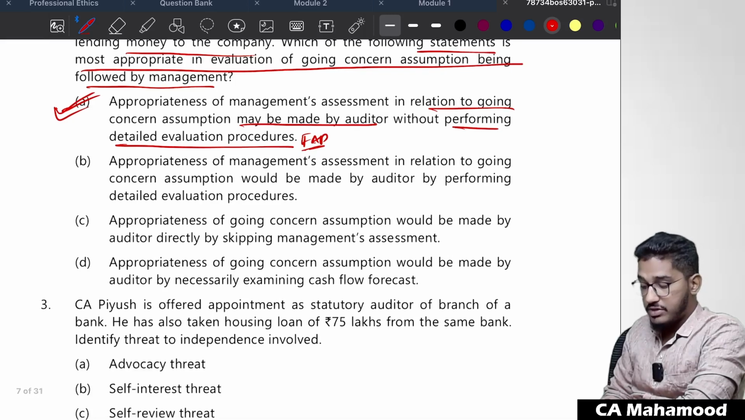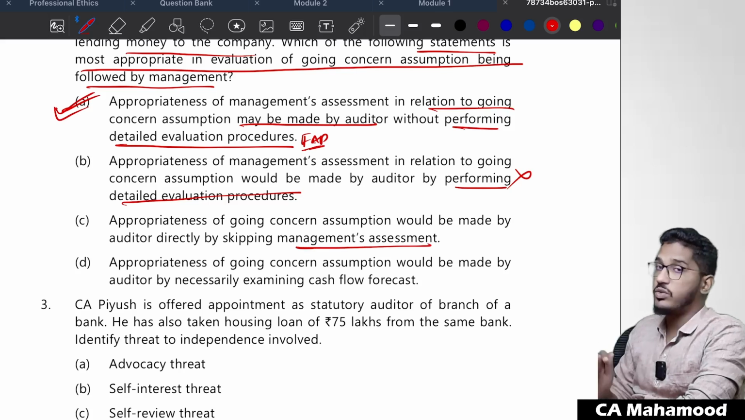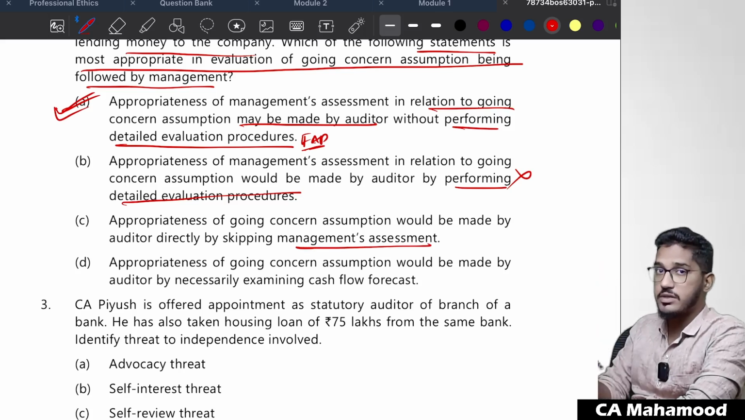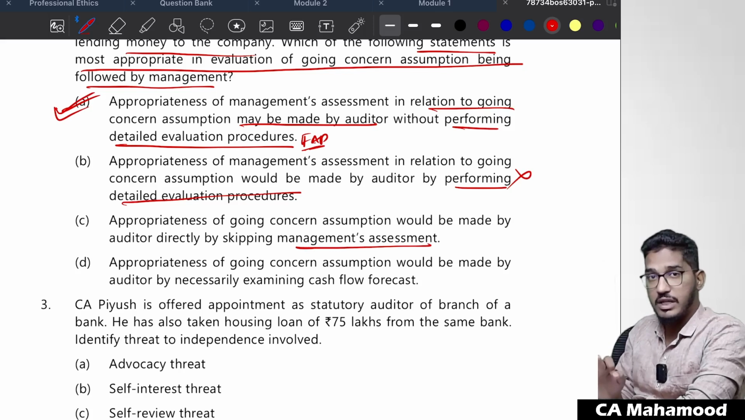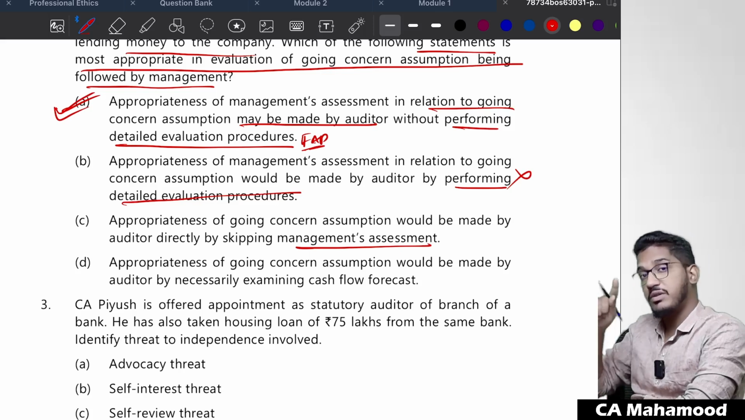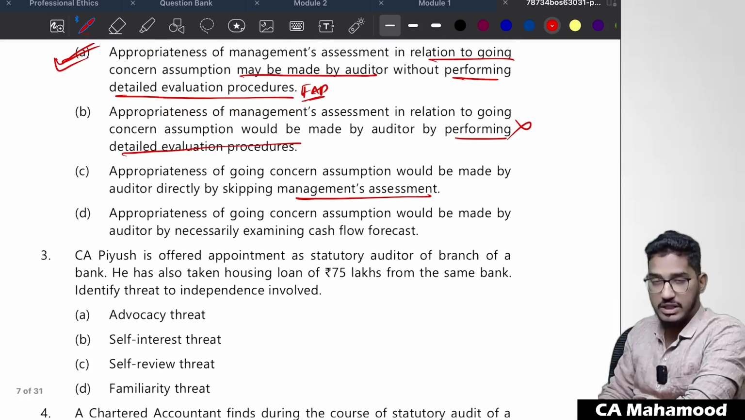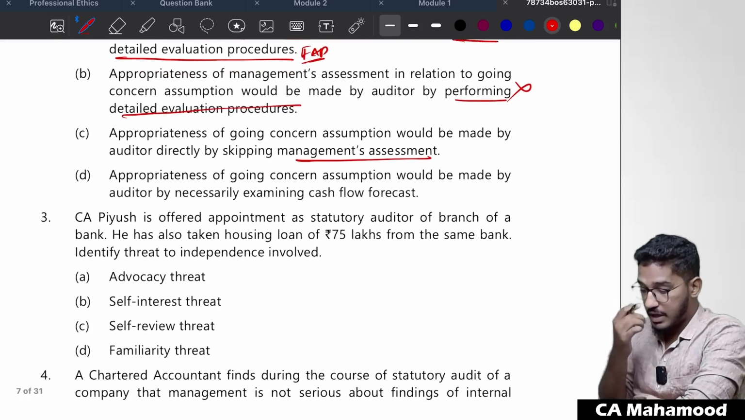Appropriateness of management's assessment relating to going concern assumption would be made by the auditor by performing detailed evaluation procedures. No, detailed audit procedures are not required. If you perform risk assessment procedures, that will be enough. Appropriateness of going concern assumption would be made by the auditor directly skipping management's assessment. No, you should compulsorily do management's assessment. Whether management made the going concern assumption validly or not, you have to evaluate. You can never skip management's assessment. You can skip further audit procedures, but you cannot skip evaluating the management's assessment.